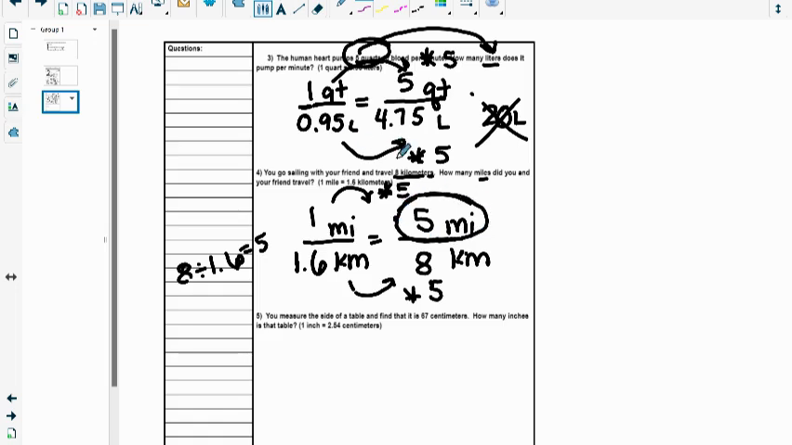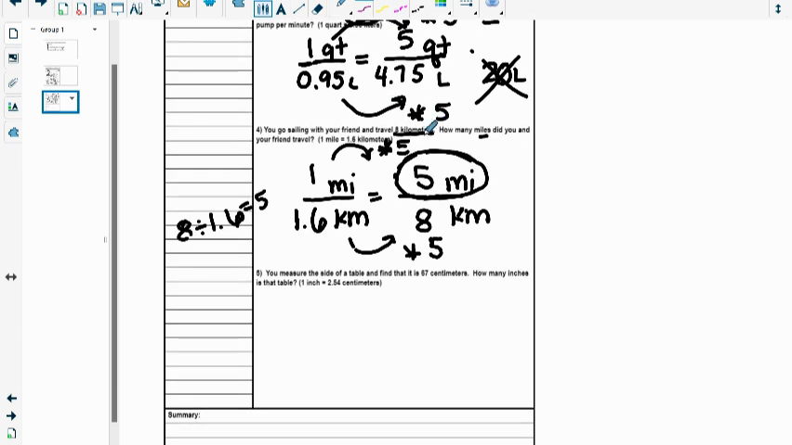We know we're multiplying in both of these situations because the number is getting larger, right? Same thing here. The number is getting larger, so we're multiplying. If it would be less, like if I was trying to get 1 kilometer, I would be dividing because going from 1.6 to 1 is getting smaller, if that makes sense. So that's how you would know if you're multiplying or dividing. All right, last one.